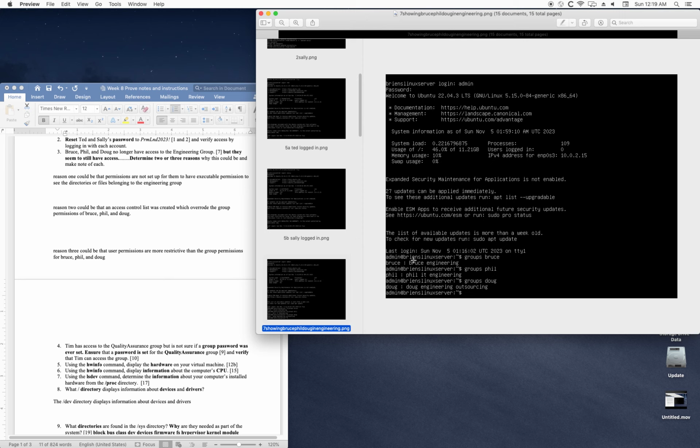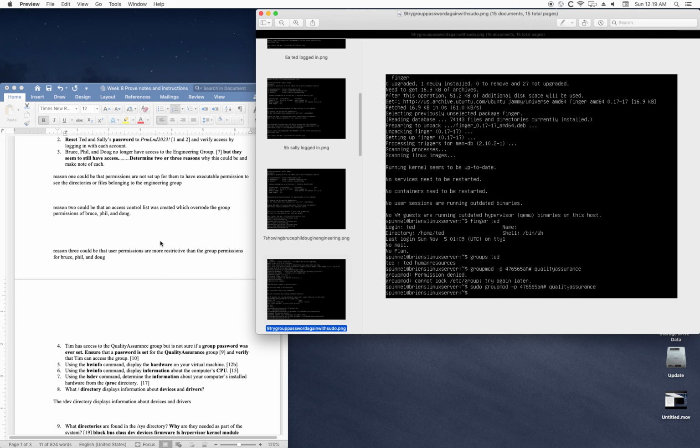I showed them as being in engineering, but if they didn't have that, I thought, well, maybe the permissions were not set up for them to have executable permission to see the directories or files belonging to the engineering group, or reason two, there was an access control list which overrode the group permissions, or three, there could be user permissions more restrictive than the group permissions.